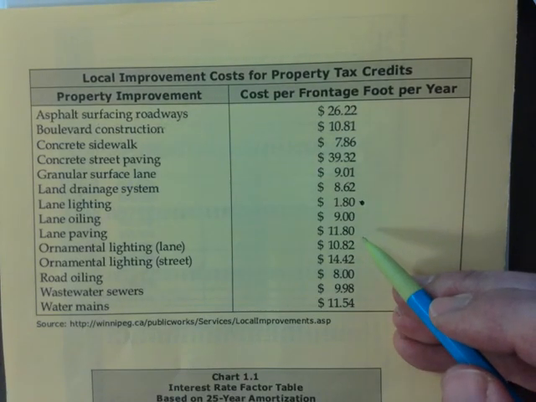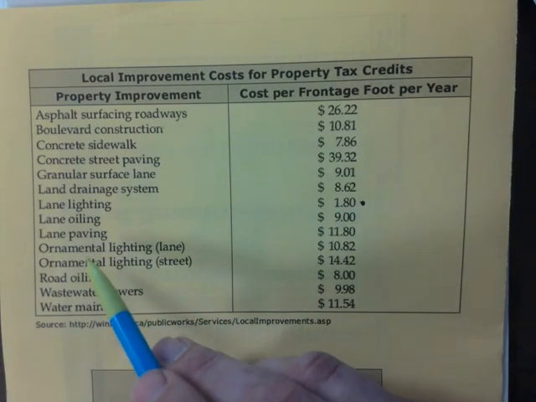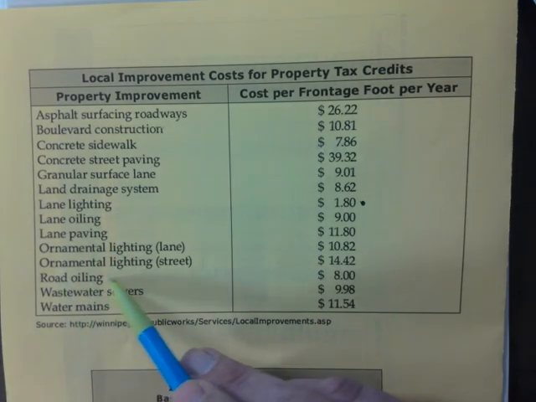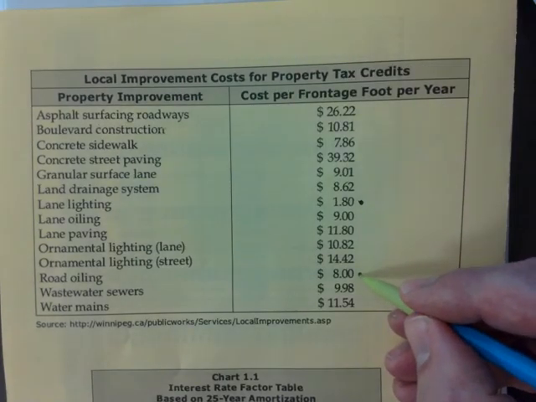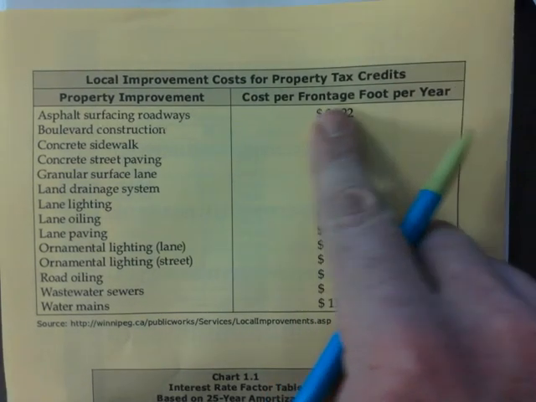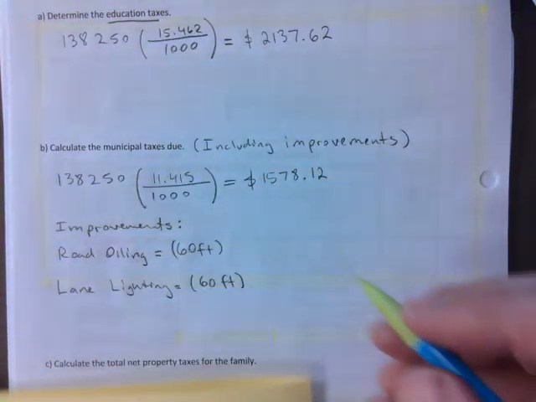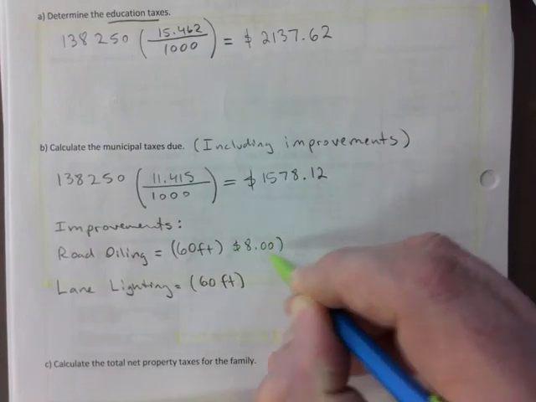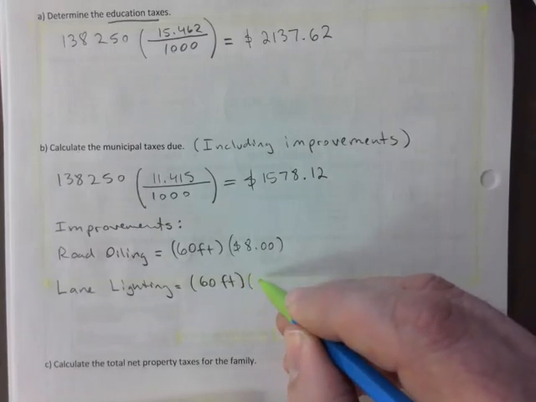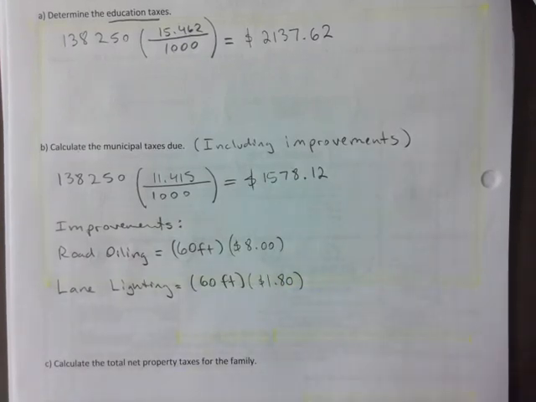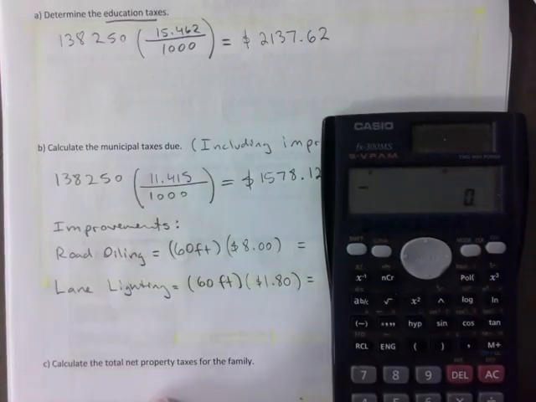And I have road oiling. So you gotta be careful. There's lane oiling, and then there's further down road oiling. So you gotta make sure you pick the right one. So those two are the ones we're gonna take with us. It is cost per frontage foot per year. So we go road oiling, I had $8 per foot. And this other one, lane lighting, was $1.80.